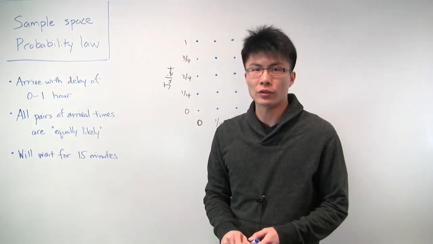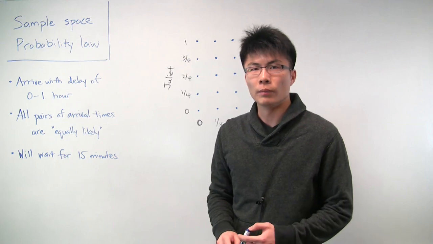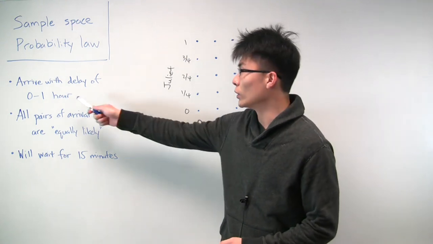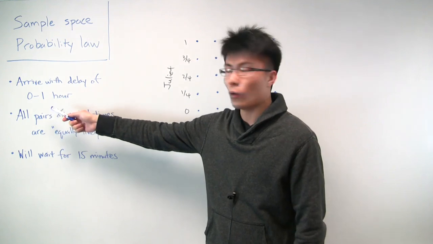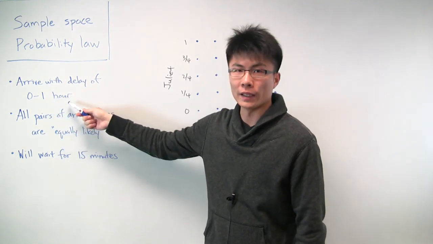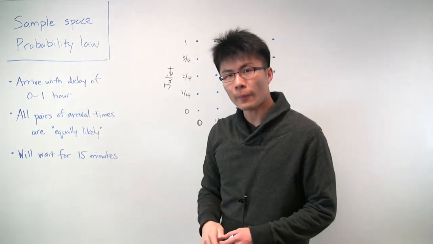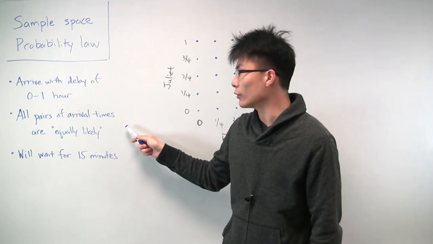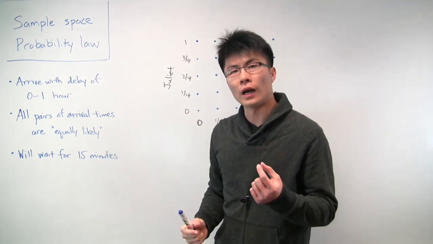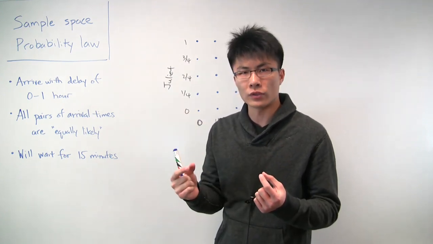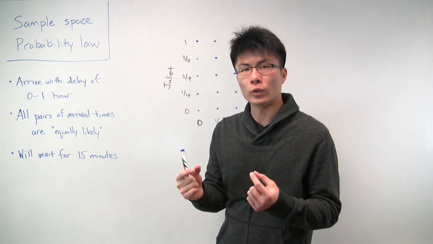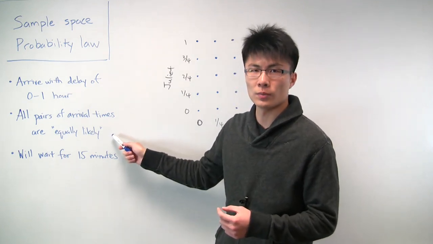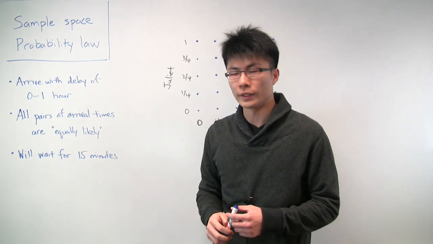Now, let's say they're trying to meet up for lunch tomorrow at noon, but they're not necessarily punctual, so they may arrive on time with a delay of 0, or they may actually be up to 1 hour late and arrive at 1 p.m. The other thing that we assume in this problem is that all pairs of arrival times, so the time that Romeo arrives paired with the time that Juliet arrives, are equally likely. And I put this in quotes because we haven't really specified exactly what this means, and we'll come back to that in a little bit.